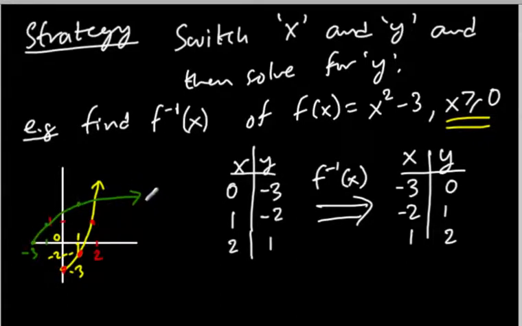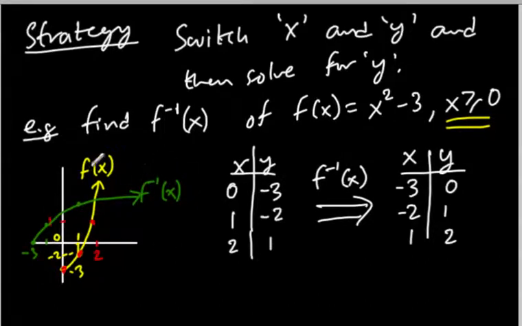So this green function, I've just basically plotted these values, and that's how I got this inverse function up here. So this is the inverse function right here, and this function right here is the original function, okay? So I've basically plotted both the function and the inverse on the same graph.